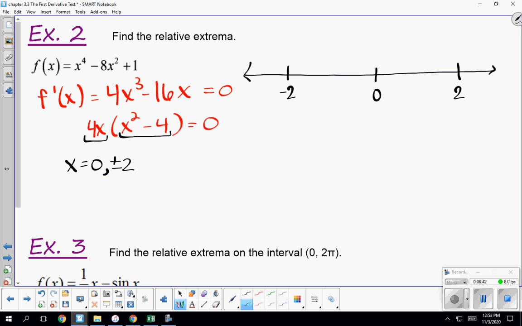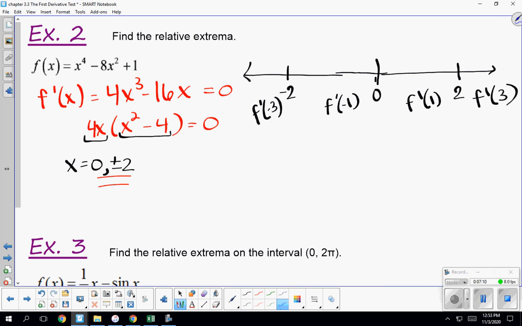So I put those on my number line, and I know that these are the only places it can change. So everywhere in this interval, it has to always be increasing or always decreasing. And the same with each one of my other intervals. So now I'm going to choose a test value in each one of these intervals. So out here, I'm going to choose -3. And here I'll probably choose -1. Here I'll choose +1. And here I'll choose +3.